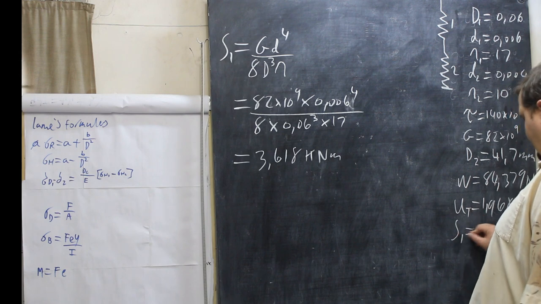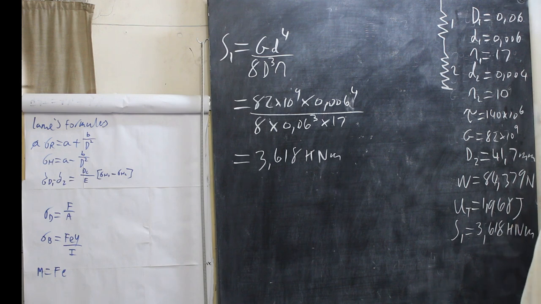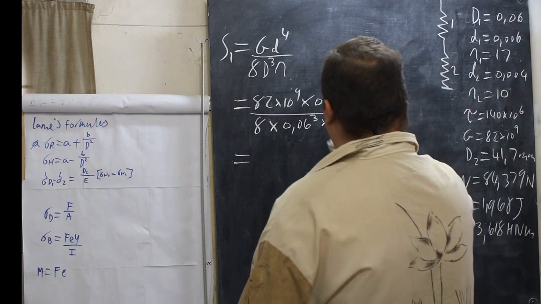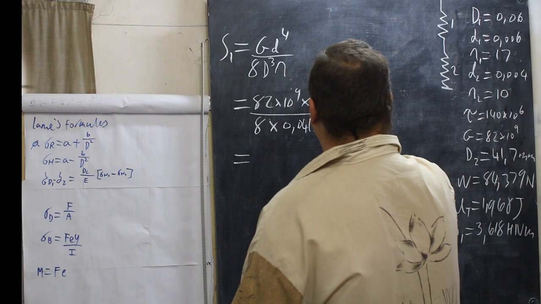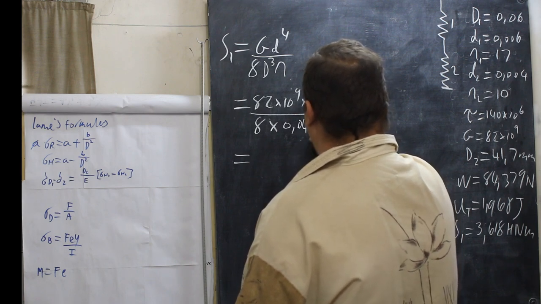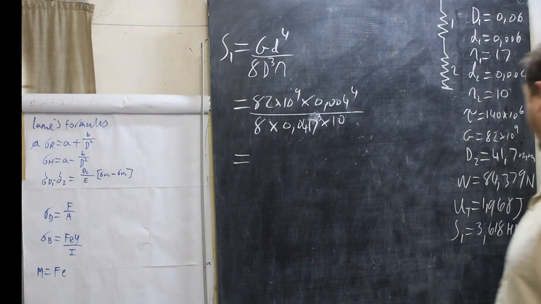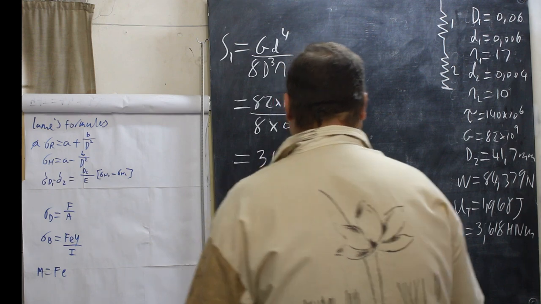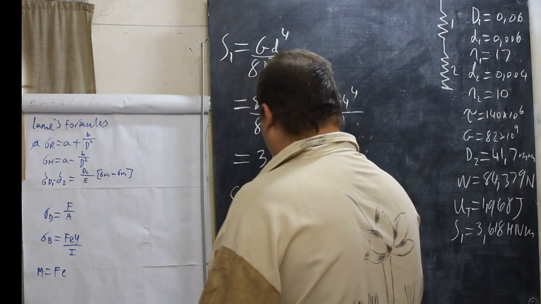So, S1, 3.618 kilonewton meters. Now, all we have to do is take this answer, remove that, and remove that. Otherwise, everything's exactly the same. 417 to the power 3, 417, and this is 10, and that is 4. And we are left with an answer of 3.619 kilonewton meters.